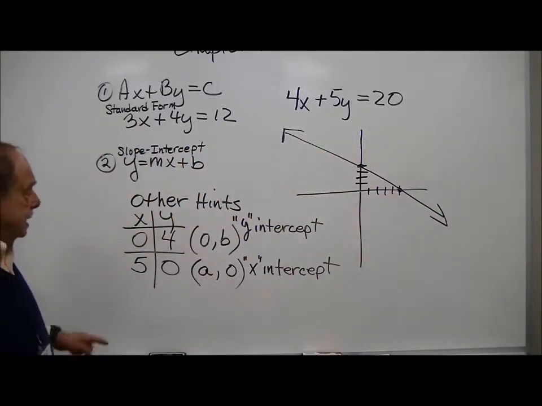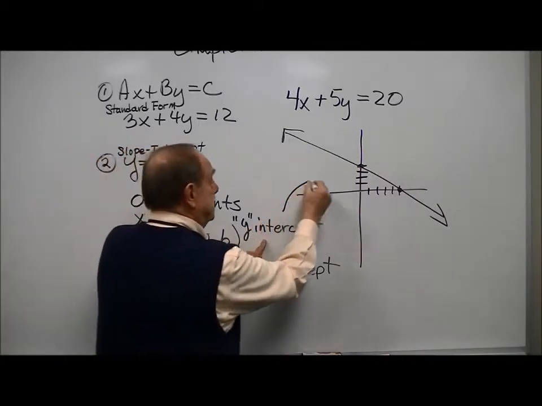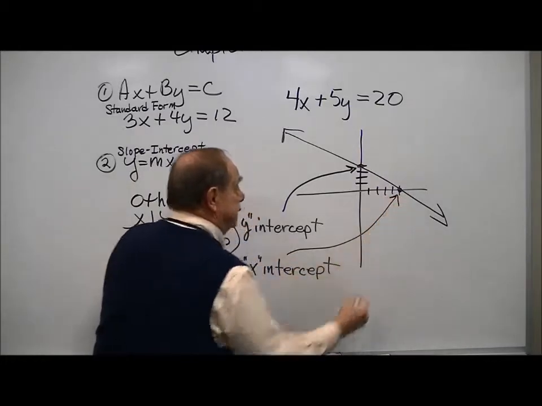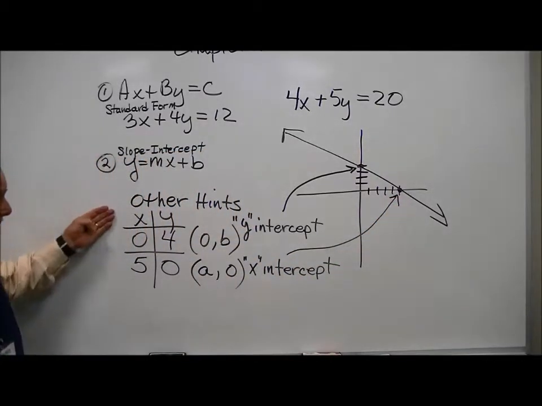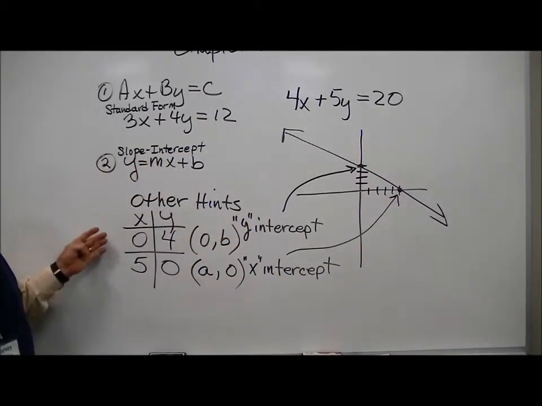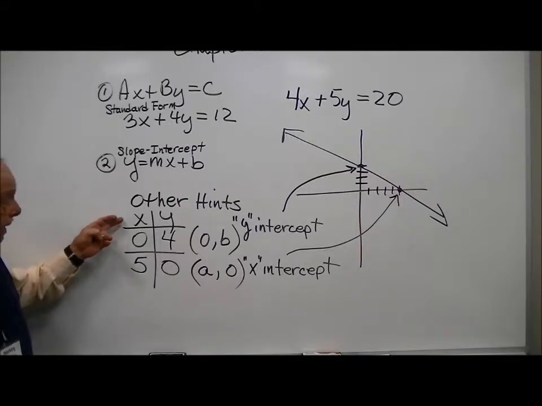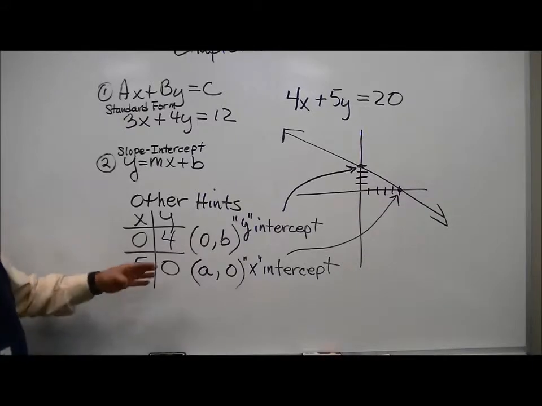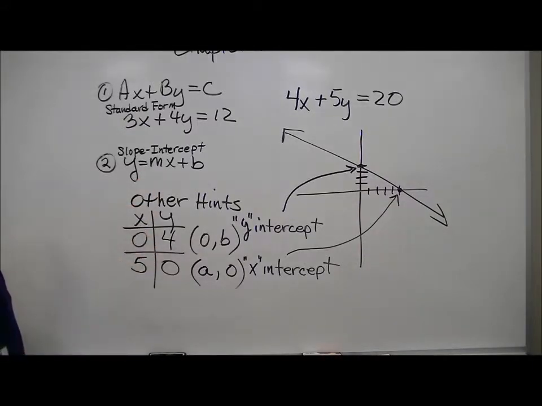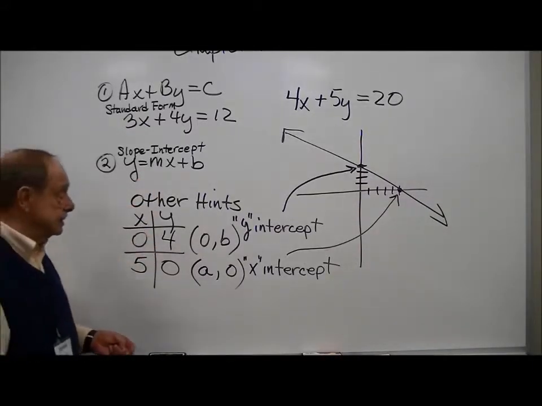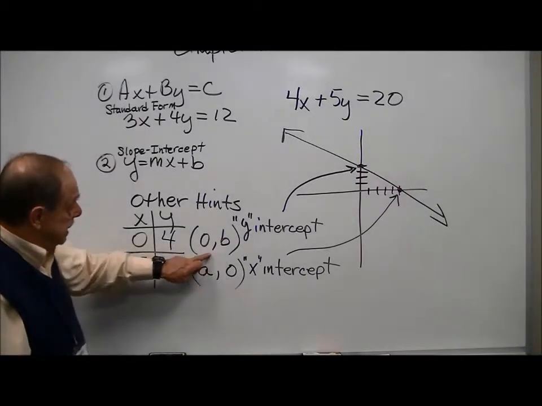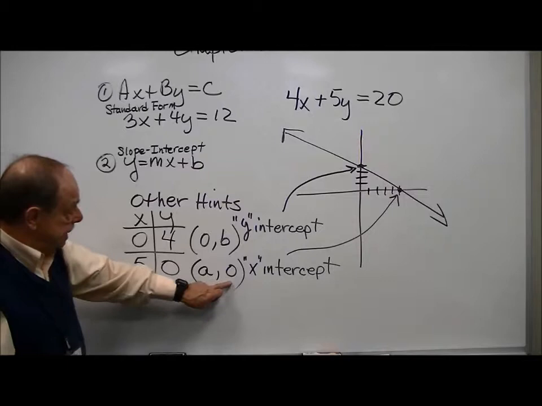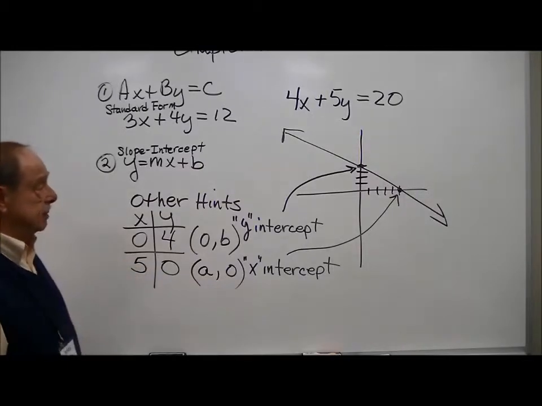Okay? So the Y-intercept is right there, and your X-intercept is right there. And this is the special T-chart called the X and Y intercept T-chart. And there's the graph. Again, you practice this and do the best you can. Again, standard form for the Y-intercept, standard form for the X-intercept.